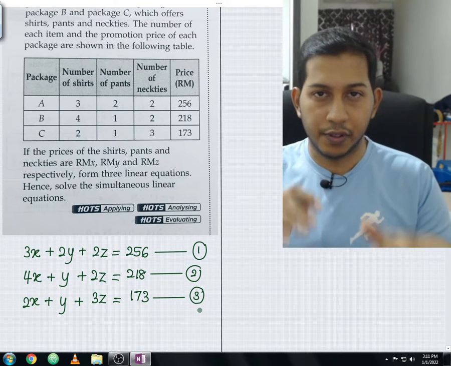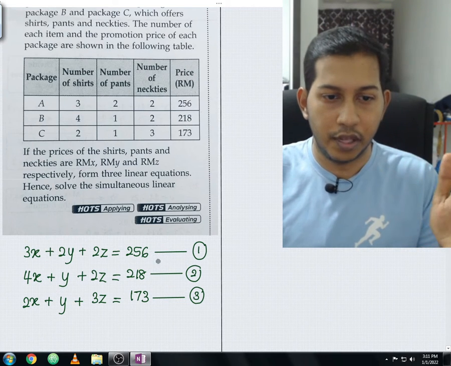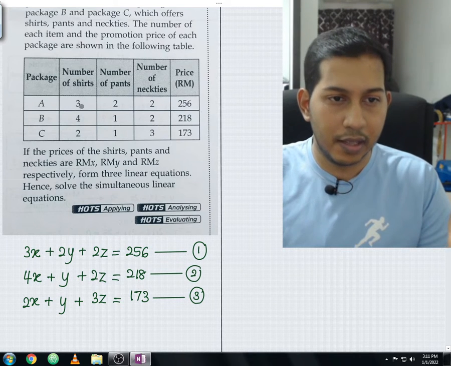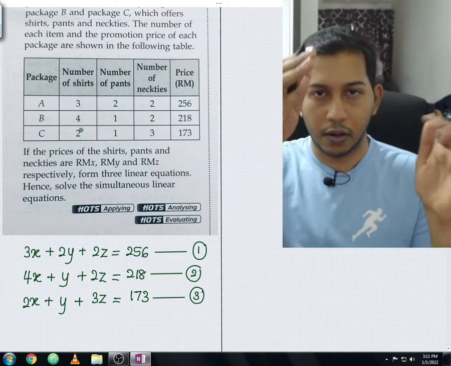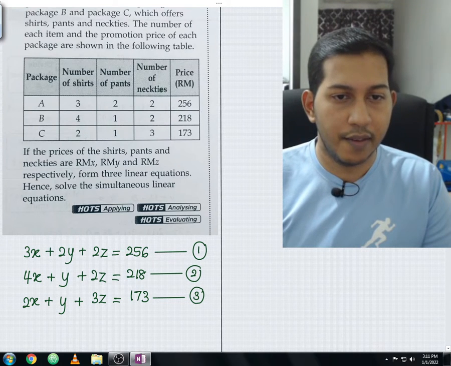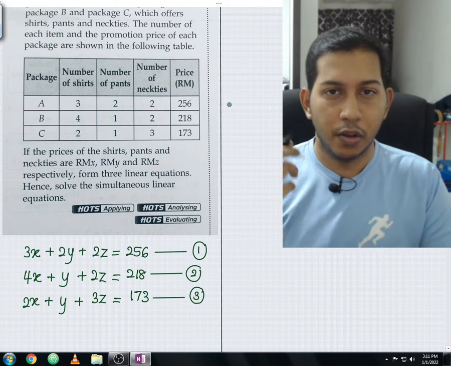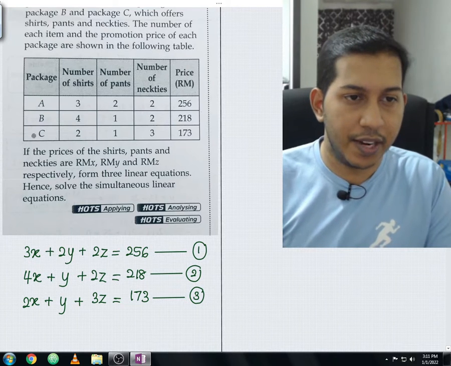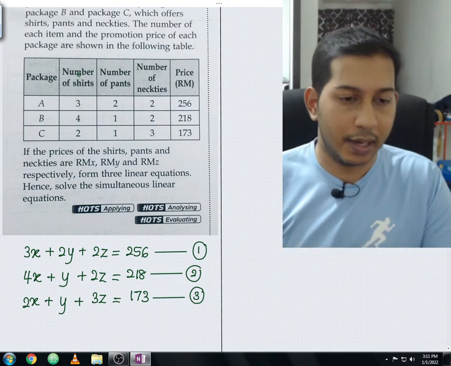So this is your first step, where you convert the information given in the table form into equation form. This step you really need to be careful. Some students, when they see the 3, 4, 2, they just take it vertically, in the column, not the row form. So you need to be very careful in this case. If you take the wrong information, your whole working will be wrong. So be careful on what you try to analyze. In this case you are analyzing the package, not the type of clothes. I hope you guys are clear about this.